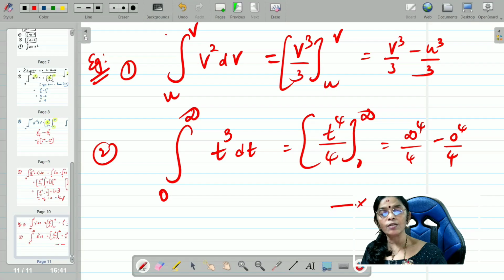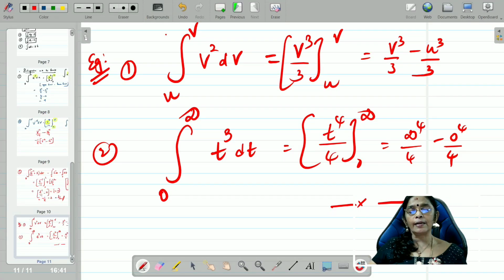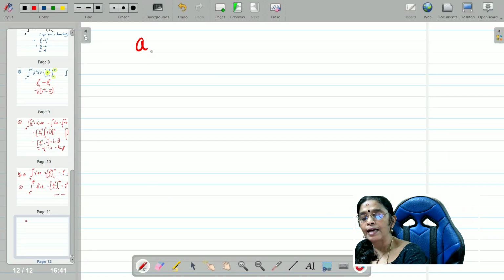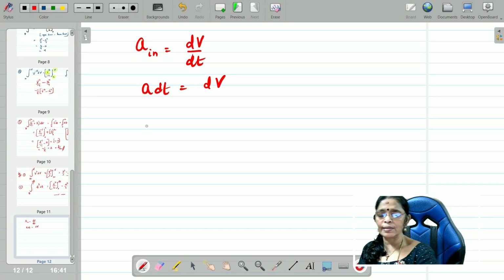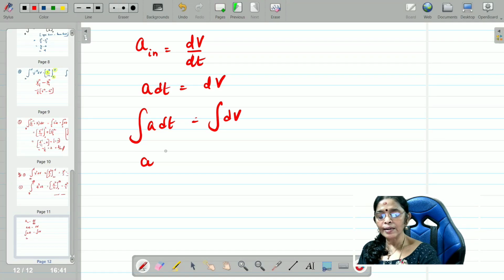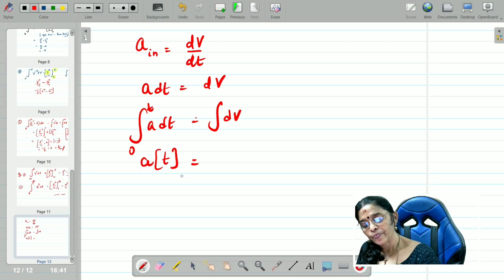Why do we need to use it? Whenever you have been given displacement or asked to find out the acceleration or other way around, you can very well use it. For example, if I say instantaneous acceleration is equal to dv by dt, now a into dt is equal to dv. Integrating both the sides, integral a dt is equal to integral dv. A, take it out. What is integral dt? Integral dt is t. Got it? Apply the limits 0 to t.